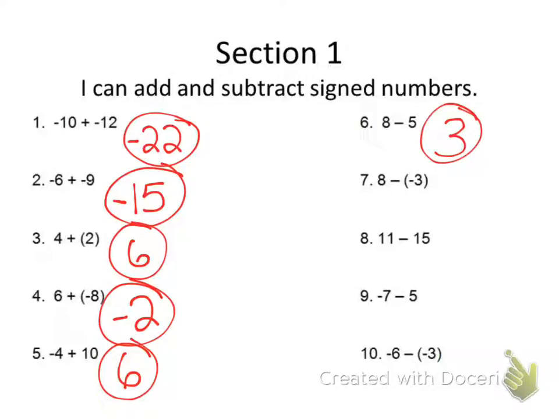Sometimes you have to clean your signs up first. What's minus a negative? Plus a positive. Yeah, plus a positive. So just make that one big plus sign. What's 8 plus 3? 11. Number 8. 11 minus 15 is kind of like 11 plus negative 15. So are there more positives or more negatives? More negatives. So my answer will be negative 4. Very good.